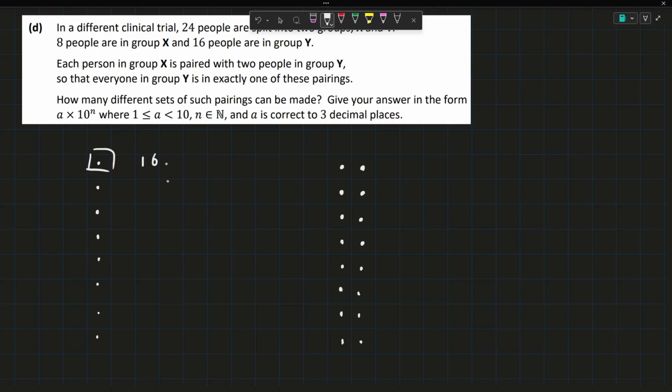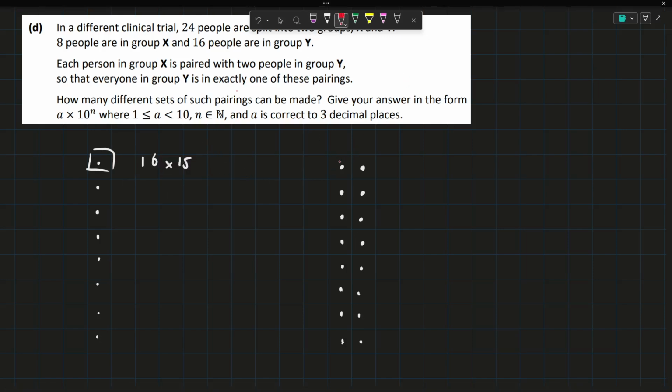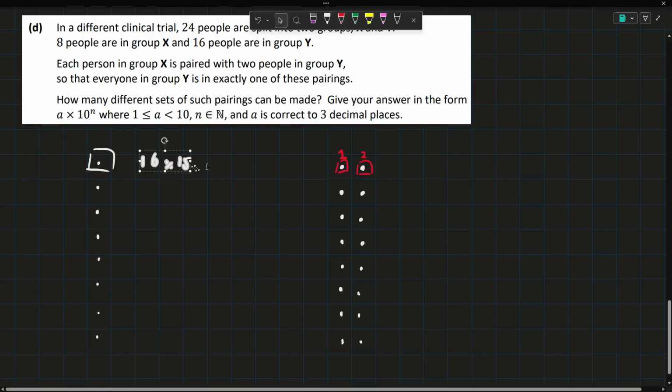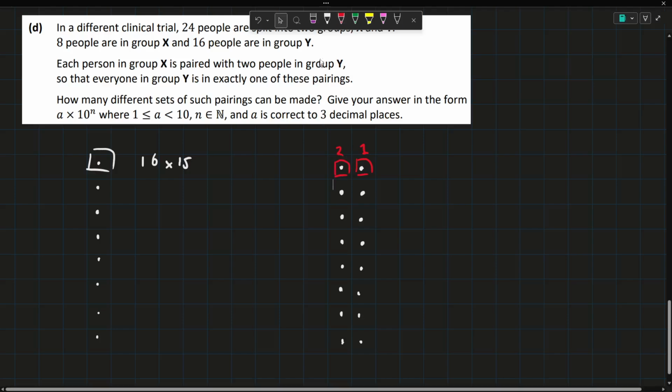Well, we have 16 people to choose from, but then we have to pair them with a second person, so then we have 15 options. However, we have to be careful, because this 16 times 15 counts each pairing twice. For example, the first person could be this, and the second person could be this, because we have 16 options and 15 options, but equally, we could have the first person be that dot on the right, and the second person be this guy. But for our purposes, they're the same kind of option. It doesn't matter what order they're chosen in.